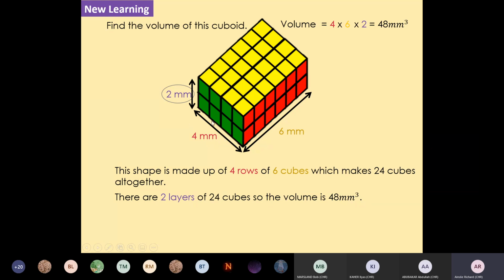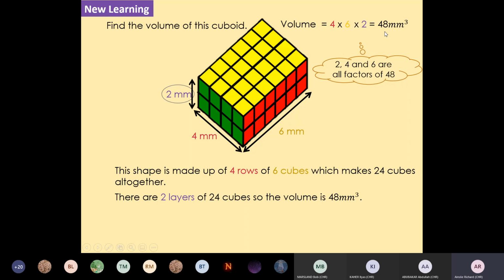So for this one here, they actually did a different approach. They found out the bottom layer, which is 4 times 6. I spoke about the front layer, but we found the bottom layer, we've got 4 times 6, which gets us 24 cubes. That took me way too long. 24 cubes. And then we've got 2 layers of that, so we times it by 2. So it doesn't matter which way you start. You can start with the front face and times it by the depth, or the bottom times it by how tall it is.